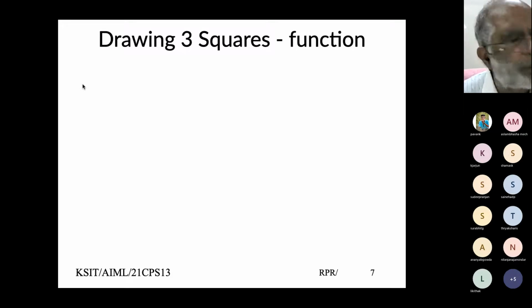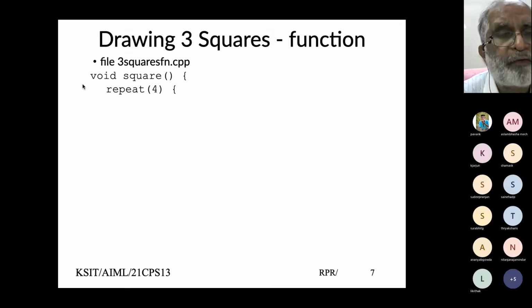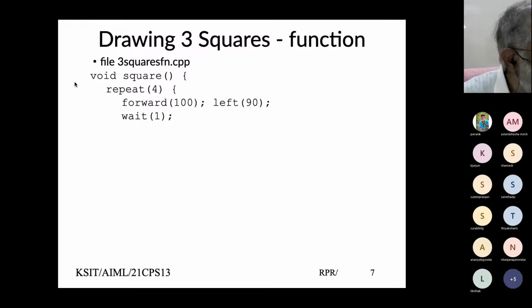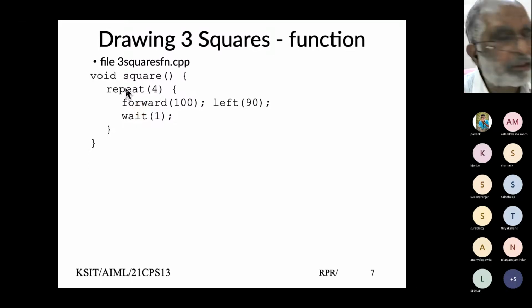So let's look at what we're trying to do when you define a function. I define a function, I name it square. Right now, do not worry about the syntax. Focus on understanding it conceptually. So I'm defining a function called square, and what does square do? It repeats 4 times: forward, left, and draws a square. So this completes my definition.